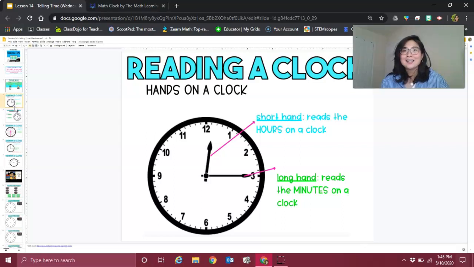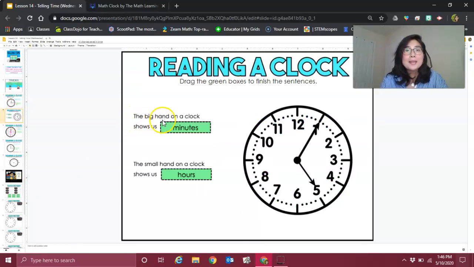Now, when I say hands, I'm not talking about these hands. I'm talking about this short hand and this long hand. Now, this short hand reads the hours on a clock. This long hand reads the minutes on a clock. So one more time. The big hand on a clock shows us minutes. The small hand on a clock shows us hours.